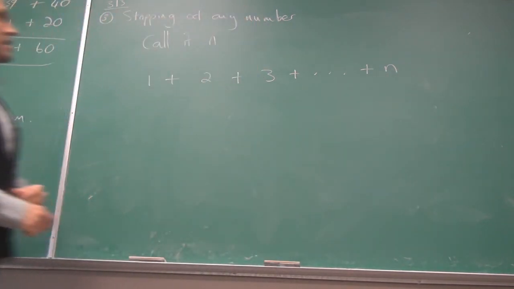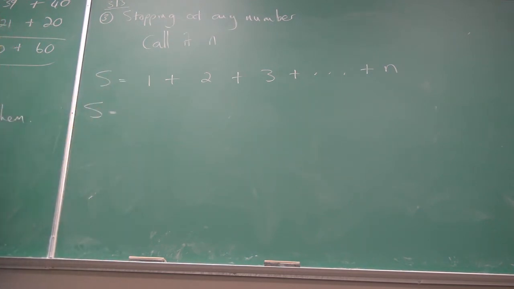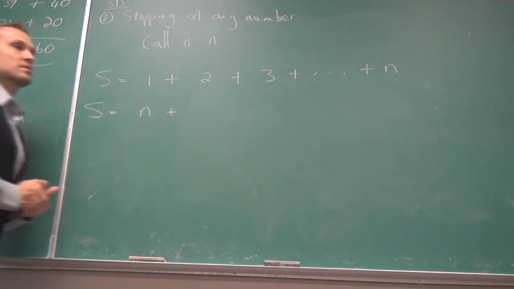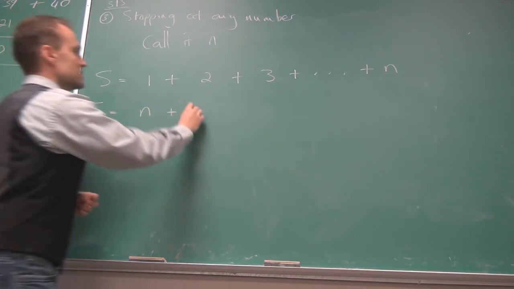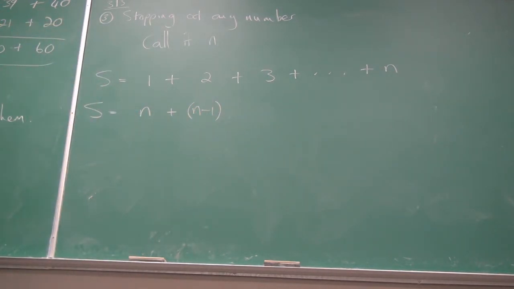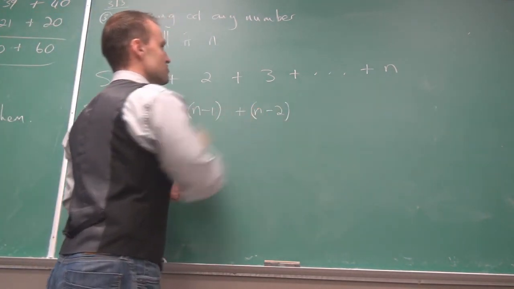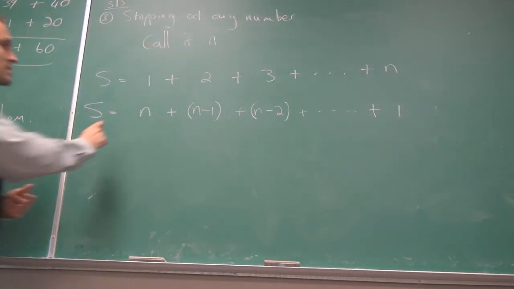Yes. The strategy was, well, this was my s that I'm trying to find. I'm going to write s again, but backwards. So this is now the last number. How do I determine the one right before that? Minus 1. I'll put it in brackets because it's one number that's grouped with 2. And then this one would be minus 2. All the way down, and the 1 would be at the end.